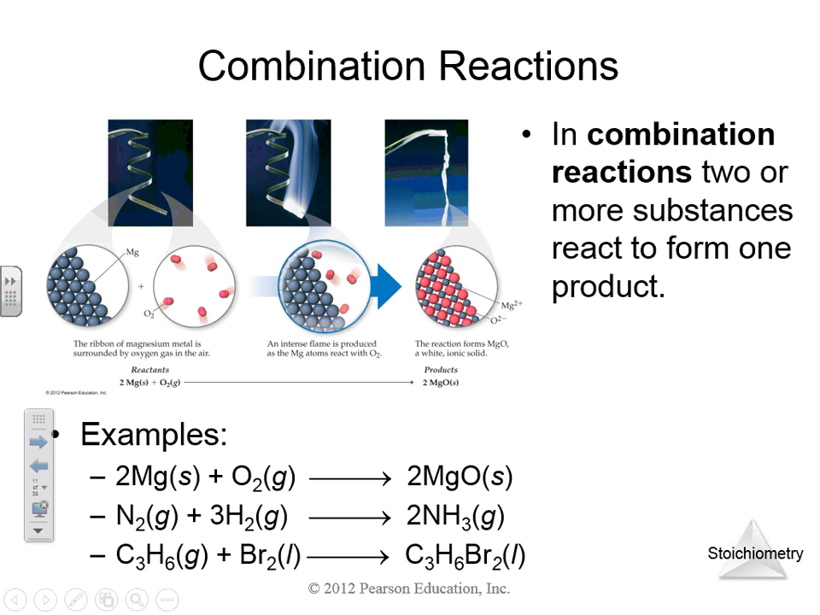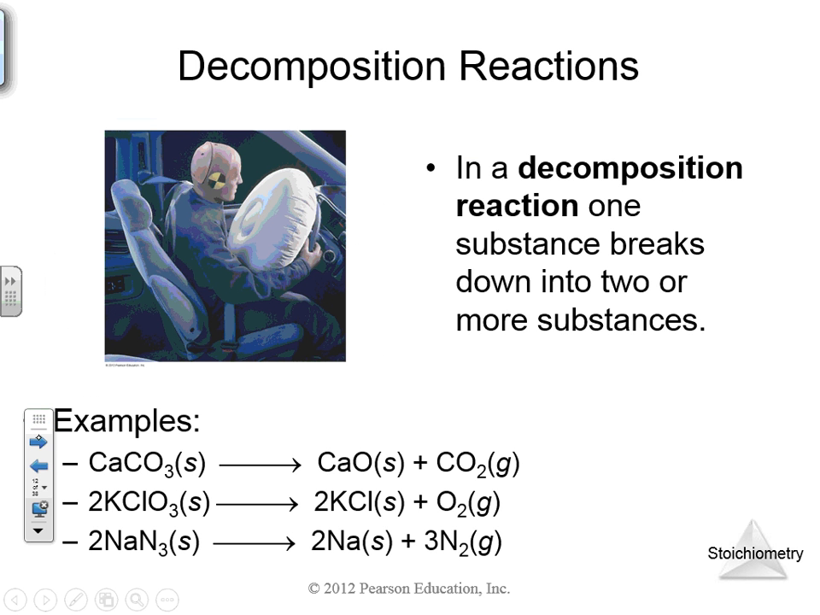So if you look down below, here are some examples of synthesis reactions. Magnesium burning to form magnesium oxide, nitrogen and hydrogen combining to form ammonia, and the combination of C3H6 with bromine as a liquid. So combination reactions, 2 or more elements combining together.